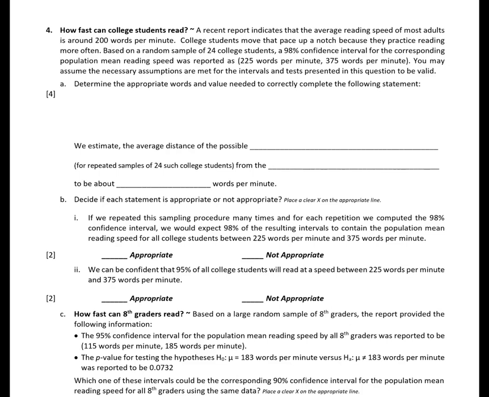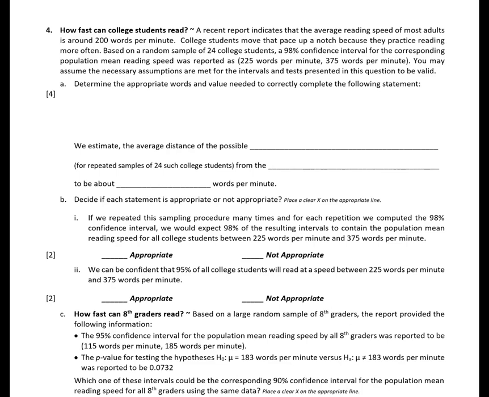Based on a random sample of 24 college students, a 98% confidence interval for the corresponding population mean reading speed was reported as 225 words per minute to 375 words per minute. You may assume the necessary assumptions are met for the intervals and tests presented and the question to be valid.